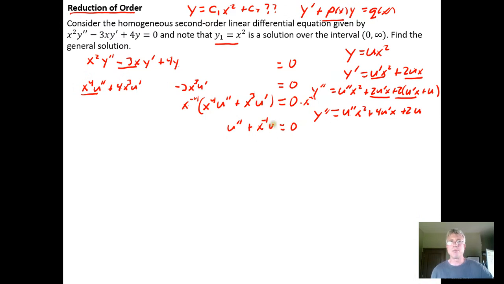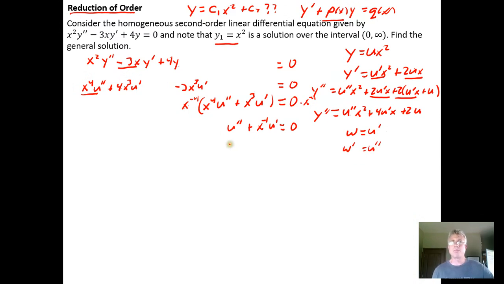u prime. And now I'm actually in this form, because what I want to recognize is that u prime is just a function and u double prime is the derivative of that function. So I could work it through from here without doing a substitution, but sometimes it helps to do a substitution to think about it. So we do w equals u prime, which means w prime is u double prime.